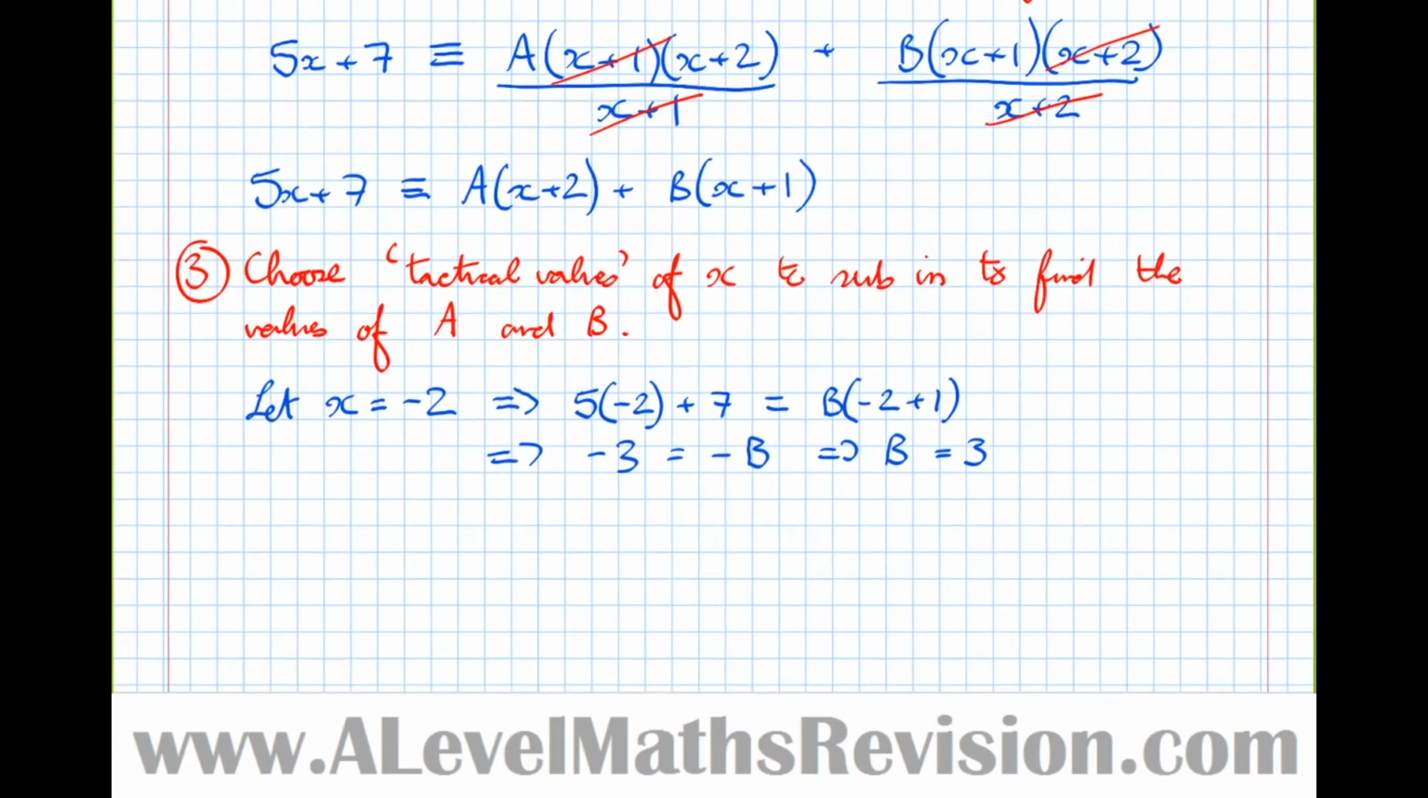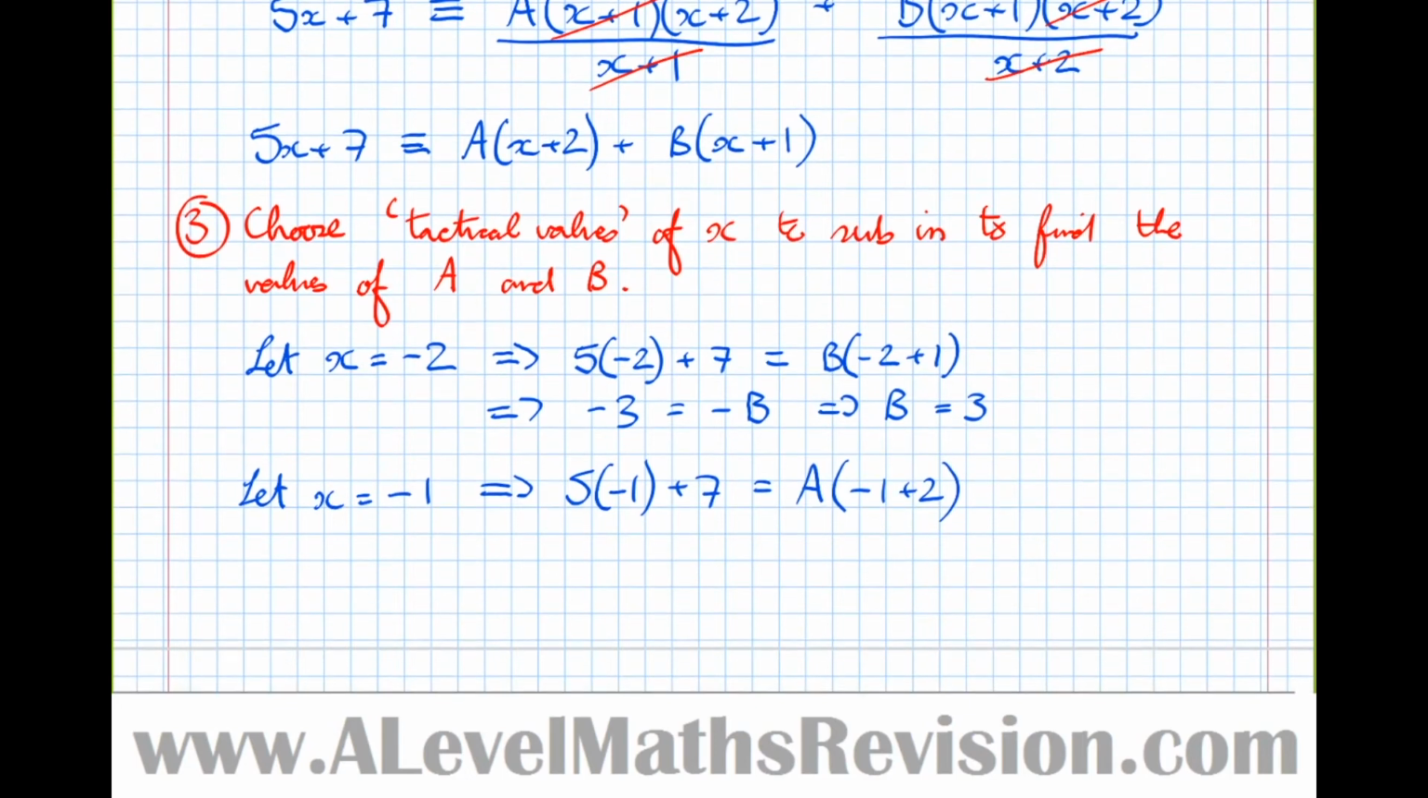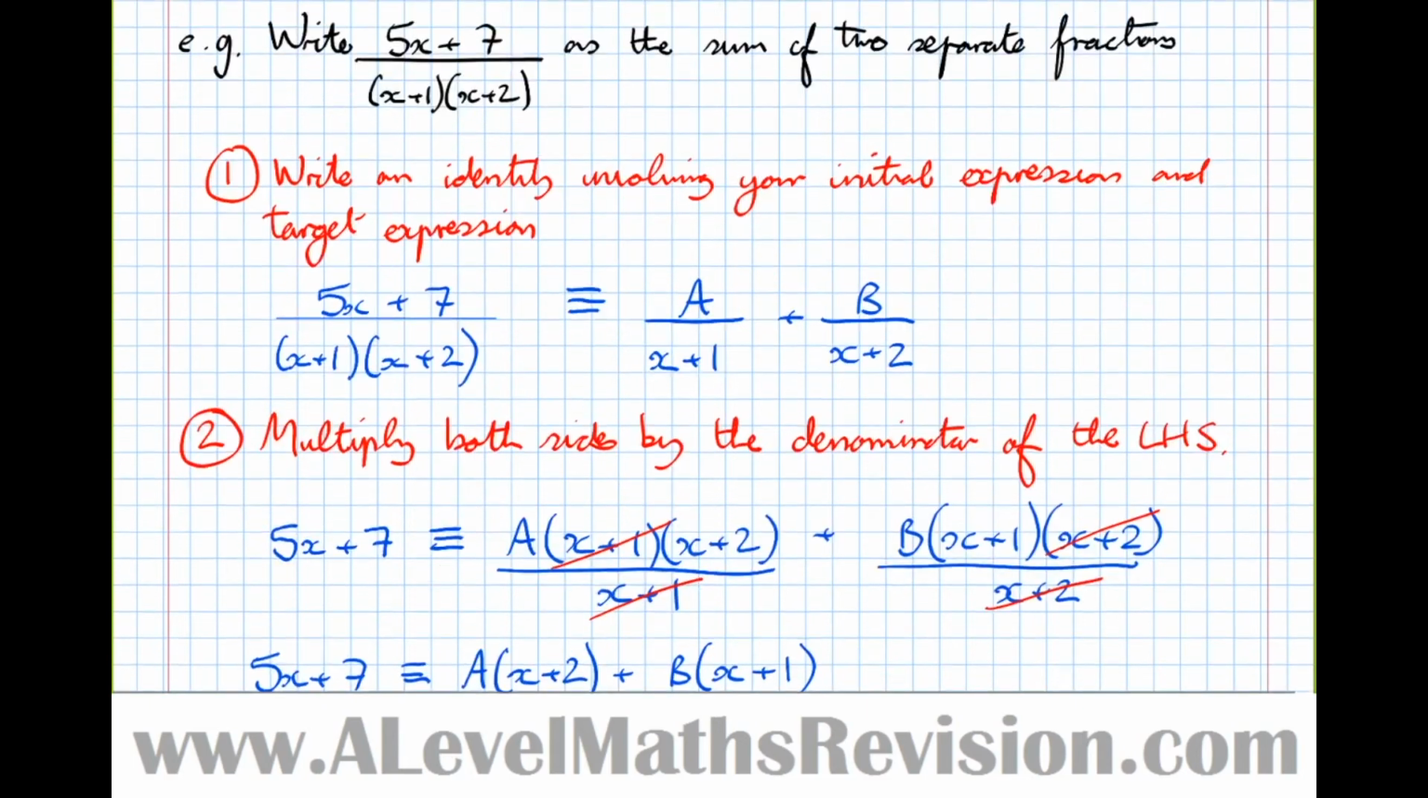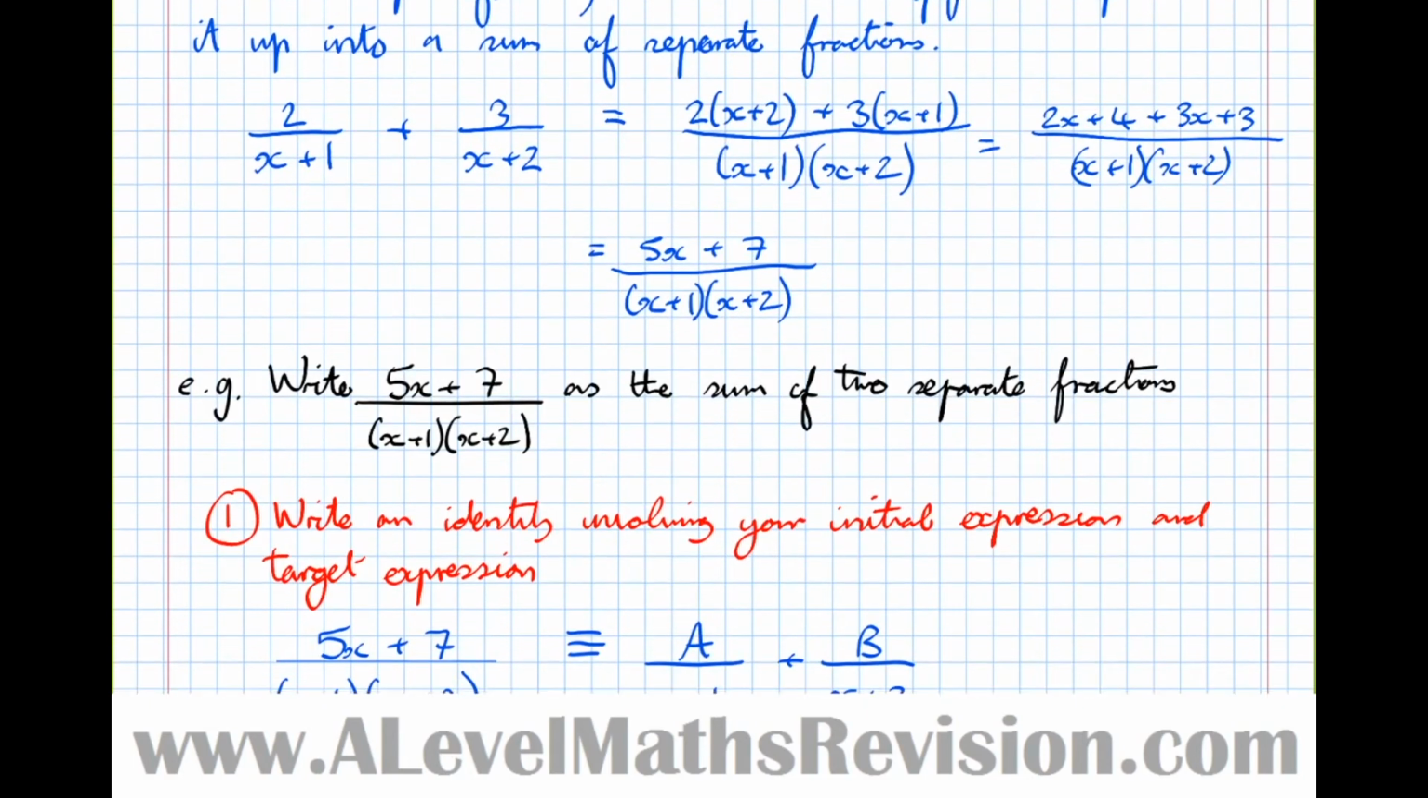Let's do the same again. Let's sub in x equals minus 1 this time, which will make the B disappear. Let x equal minus 1, which means that 5 lots of minus 1 plus 7 equals A lots of minus 1 plus 2. And the B's disappear, which implies that, so minus 5 plus 7 is 2, and minus 1 plus 2 is 1, which gives us A equals 2. And we already knew that A was 2 and B was 3, because that's how we made the question up. A is 2, B is 3.